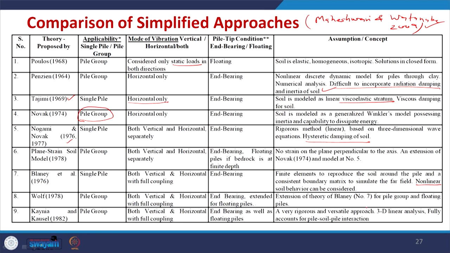And the last one, Kaynia and Kausel. I think this was the first systematic work on pile group, both vertical and horizontal, with full coupling considered, and end bearing as well as floating piles considered in this case. So a very rigorous and versatile approach, 3D linear analysis that fully accounts for soil pile interaction.